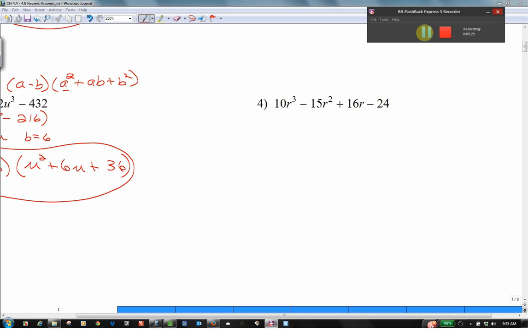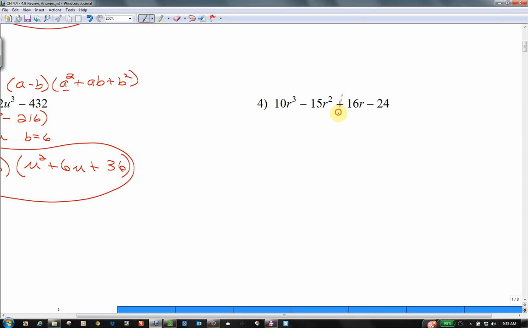Okay, the next one is a cubic. Now, if it's not a sum or difference of cubes, and I can't factor anything out to make it a squared, I really don't have a lot of methods to factor cubes. I have a sum or difference of cubes, and I have grouping. So hopefully I can group this one. So let's take a look. If I cannot factor anything out, let's split it down the middle.